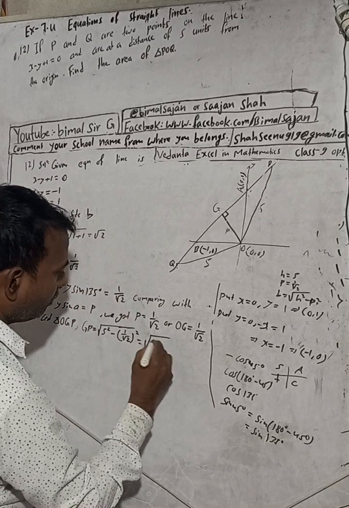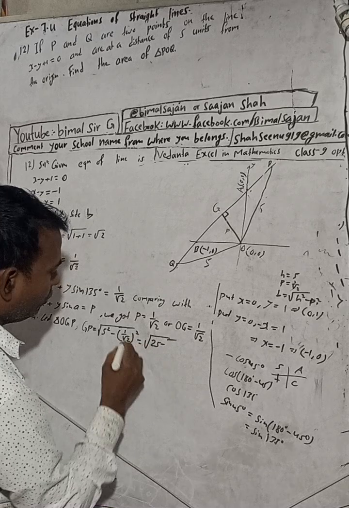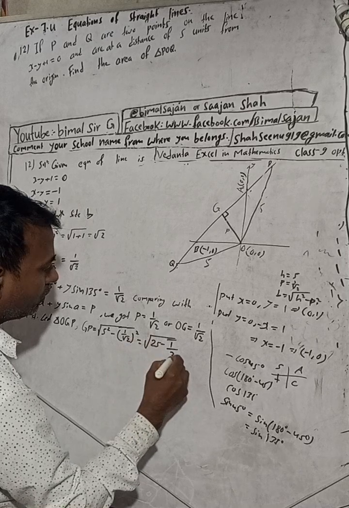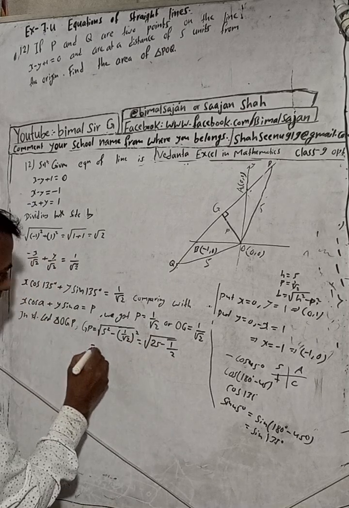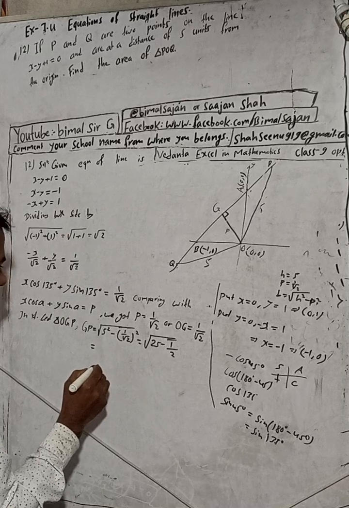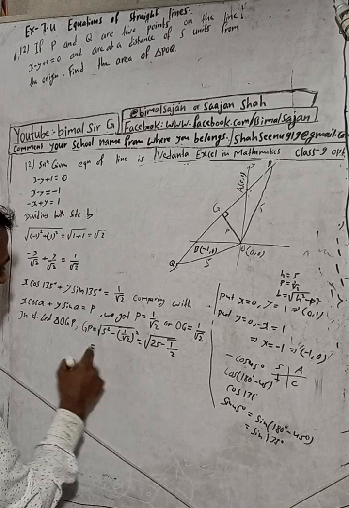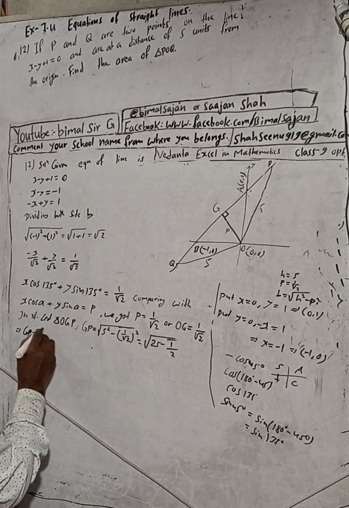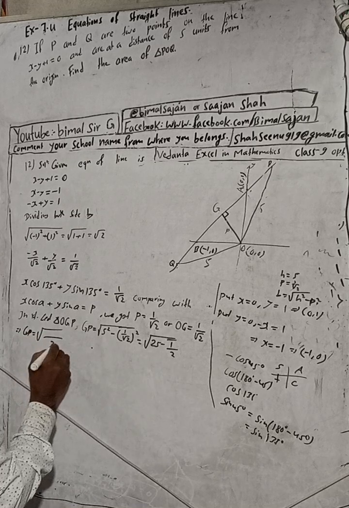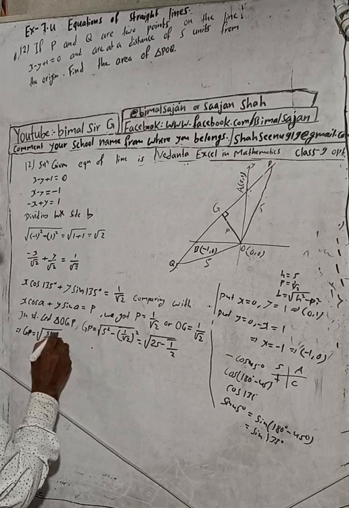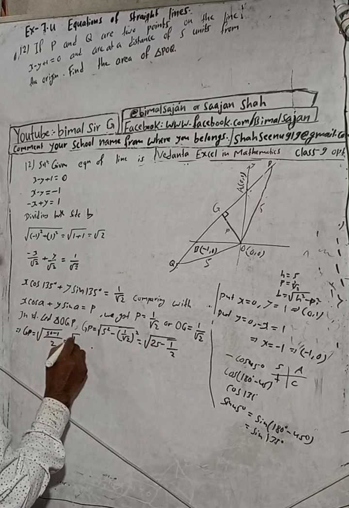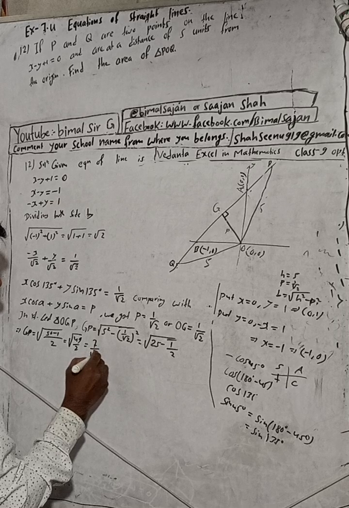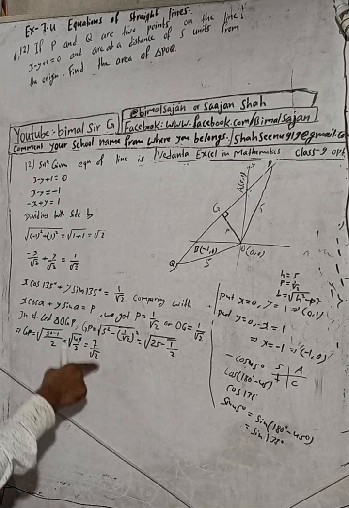Now solving, 5 5s are 25 minus 1 by root 2 square, so 1 square is 1, and root 2 square is 2. This implies GP is equal to root under 25, with LCM 2, 50 minus 1 by 2, which is root under 49 by 2. So 7 will come out and root 2 will remain inside. So we got GP is equal to 7 by root 2.